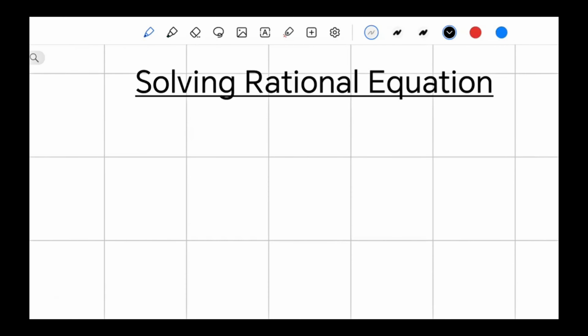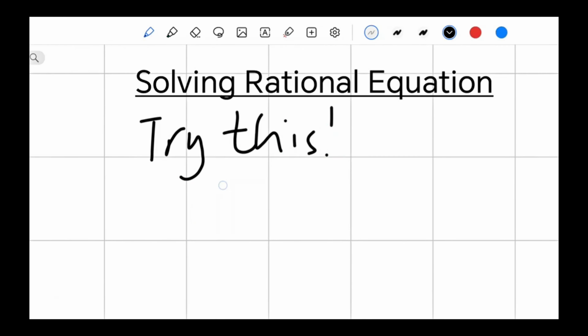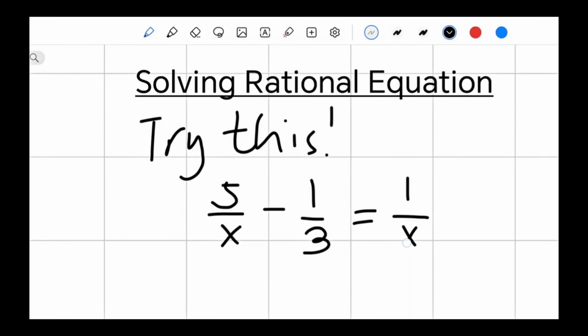Now it's your turn. So try this. Suppose we have 5/x - 1/3 = 1/x. Find the value of x.